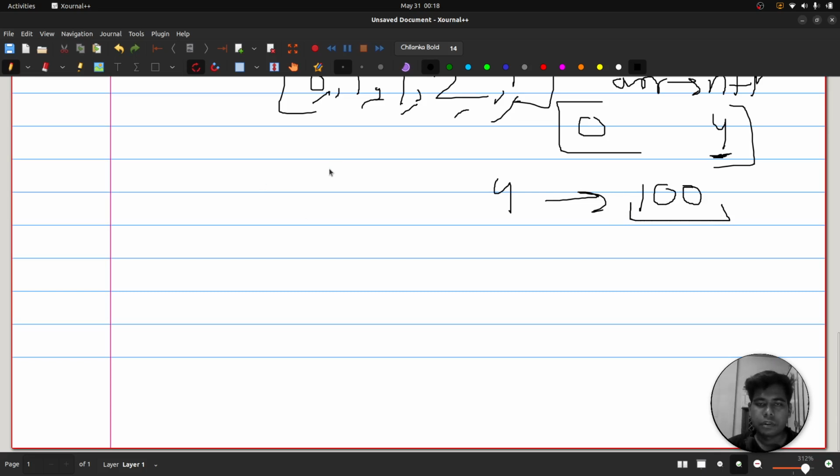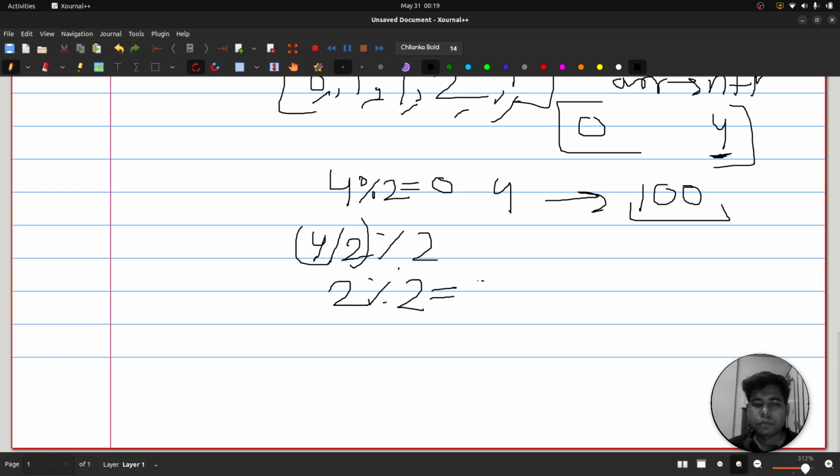Okay, so what you will do is you will do 4 modulo 2. Okay, so what is 4 modulo 2? It is 0. Okay, and now here you will take 4 by 2 modulo 2. Okay, so 4 by 2 is 2 and 2 modulo 2 is again 0. Okay, now here you will take this 2 by 2 modulo 2. So 2 by 2 is 1 and 1 modulo 2 is 1.